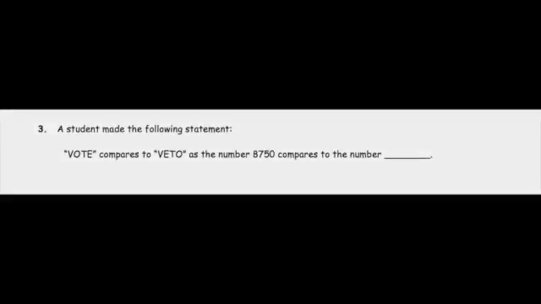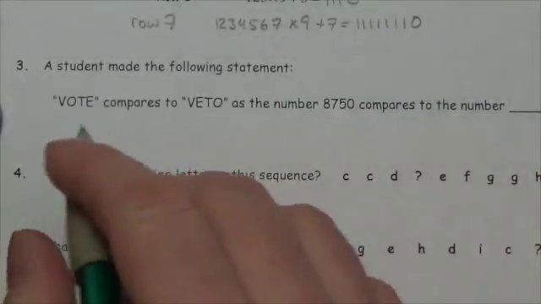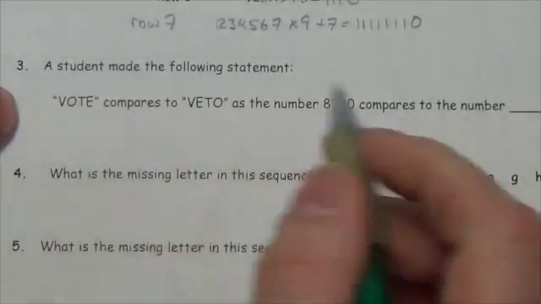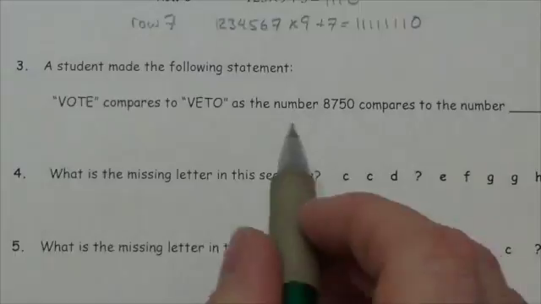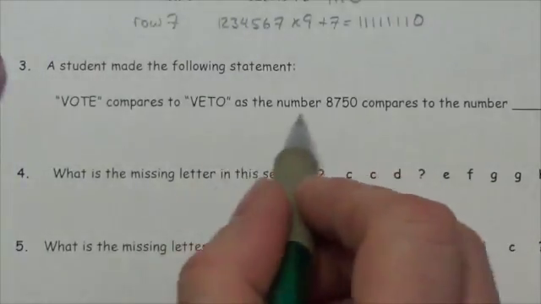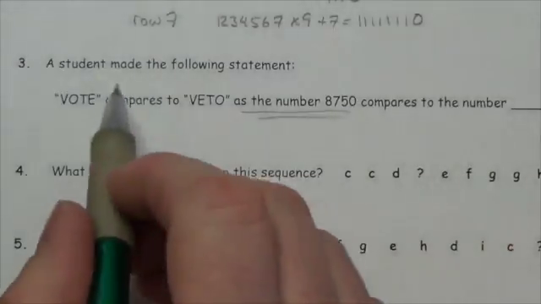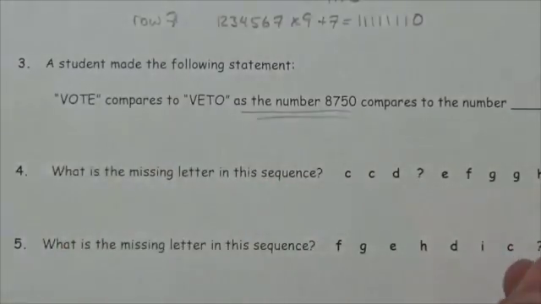A student made the following statement. Vote compares to veto as the number 8,750 compares to the number blank. Okay, so let's just look at this again here. Vote compares to veto. Now, based on the fact that I can see where this is going here, it's now comparing value, numbers here. It's probably not an issue of meaning.